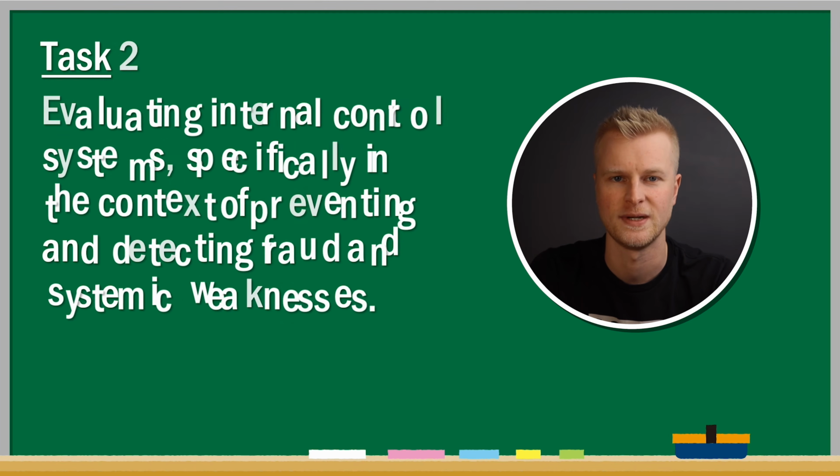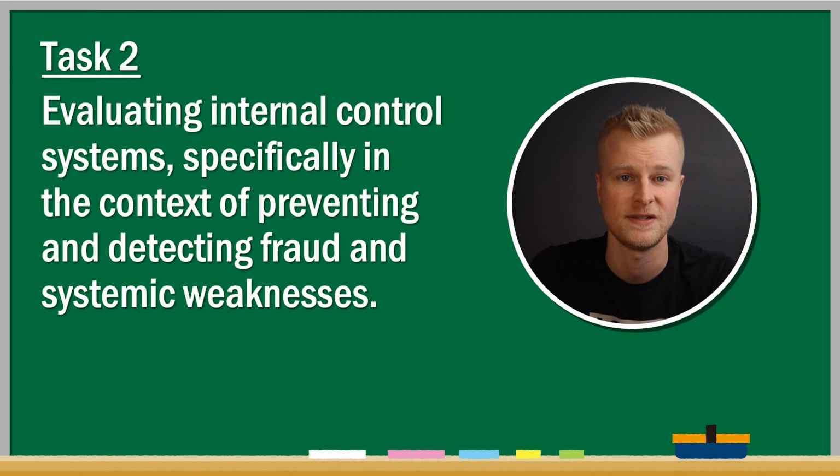Task 2 is on evaluating internal control systems, specifically in the context of preventing and detecting fraud and systematic weaknesses. It will also cover evaluating an organisation's accounting system and their underpinning procedures, specifically in respect of fraud. So this will be your first written task. It has so far been the most problematic question within this exam, which is why I'll be dedicating a more detailed look at this question further on. But for now, all you need to know is that it will basically be a written question where you need to evaluate a business's procedures.